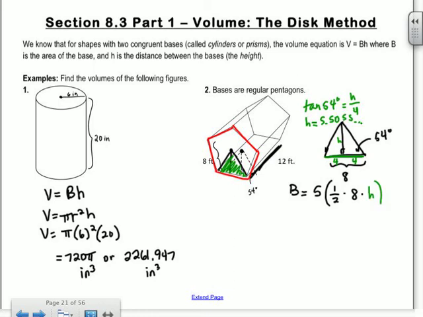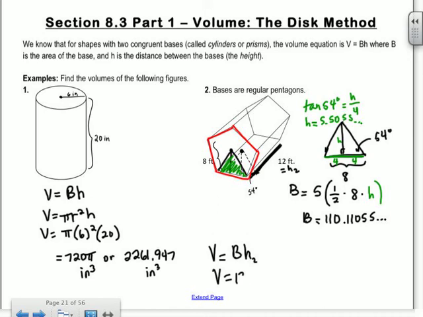So that's what's going in here. My area of my base is 5 times 1/2 times 8 times that answer. So I got 110.11055 and so on. Okay, that's just the area of the base. So that's the area of one pentagon. To find the volume, you take the area of the base and you multiply by the height. So you're going to take that number and multiply by, we should be careful in calling it h, so let's call it h2 or something, because it's a different height, right? So times 12.